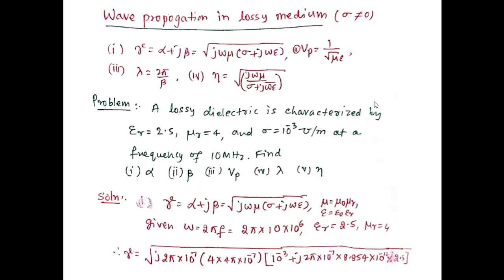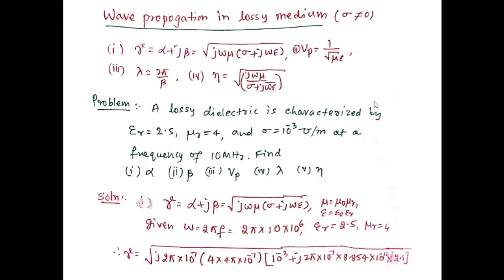So we have seen that for a wave propagating in a lossless medium, conductivity is 0, and in a perfect dielectric conductivity is not equal to 0, and in a lossy medium here you know that propagation constant gamma is equal to attenuation constant plus j phase constant, that is equal to under root of j into angular frequency permeability into bracket conductivity of medium plus j into angular frequency and permittivity, and the phase velocity is given by 1 divided by under root of permeability into permittivity, where permeability mu is given by mu r mu naught, and mu naught is 4 pi into 10 raised to minus 7.